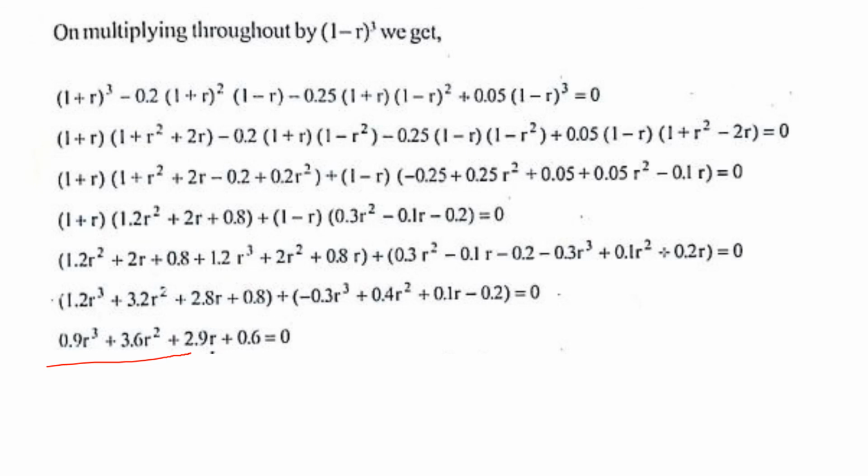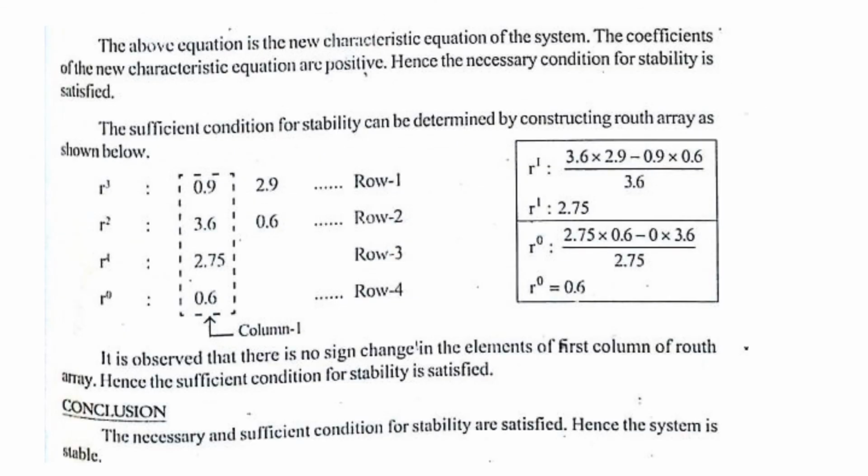Then you have to apply Routh-Hurwitz criteria to this new characteristic equation. So that is what we have shown here. First thing you have to check is the necessary condition, that is all the coefficients should be positive. So for the new characteristic equation, you have to check whether all the coefficients are positive. It is positive, so the necessary condition is satisfied. Next, you have to see the Routh array. The Routh array starts from the highest power of your characteristic equation: r cube, r square, r1, r0.